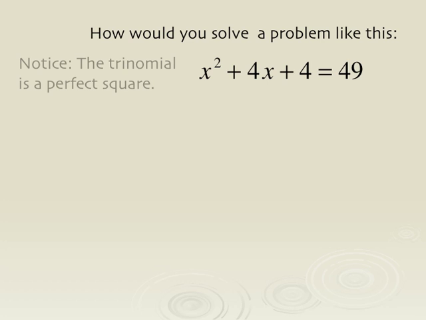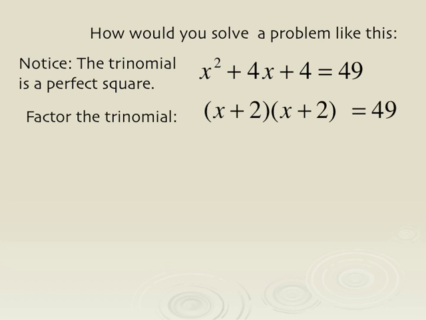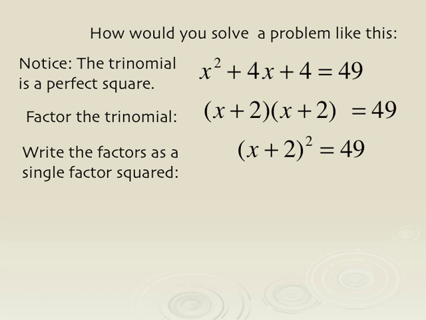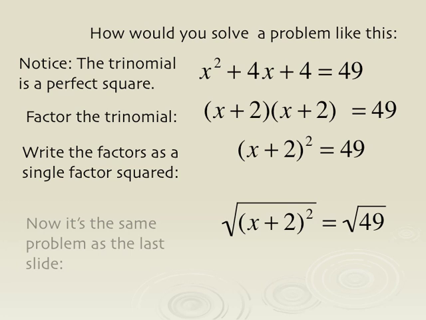This is a perfect square trinomial. We can factor it into x plus 2 times x plus 2 on the left-hand side, and then simply rewrite that as x plus 2, that whole quantity, squared, equals 49. Now we have the same problem that we did on the previous page. And we go through the same steps. We take the square root of both sides, and so on.